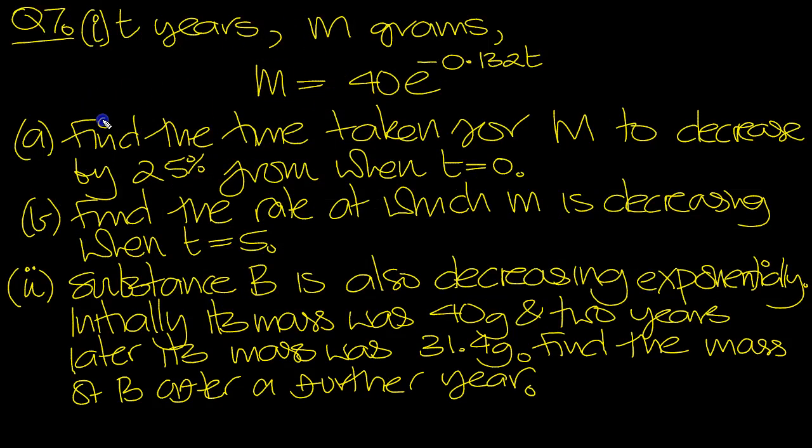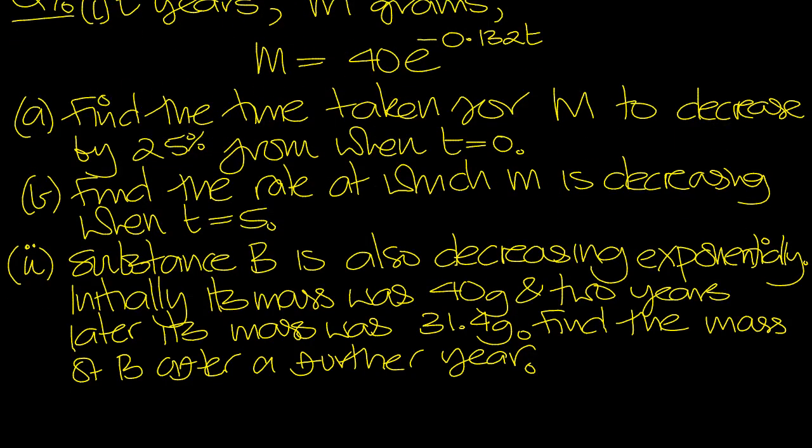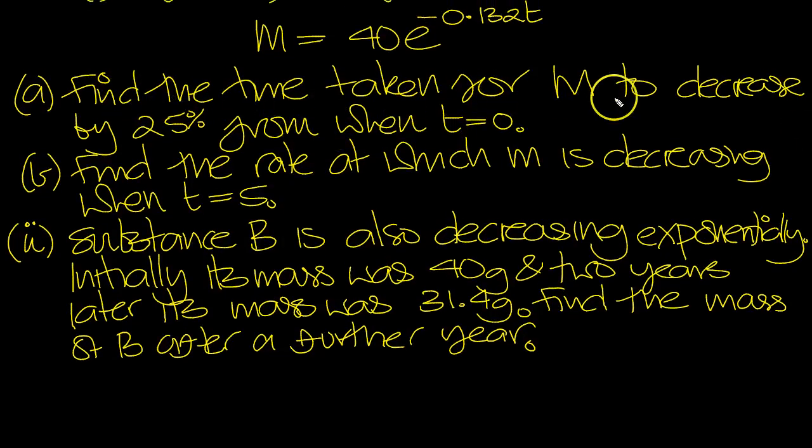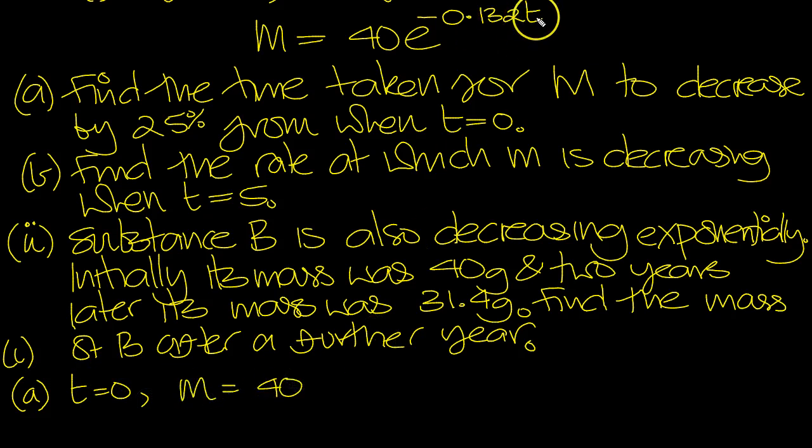Okay, here's the question then. In summary form, there's the equation above. Find the time to decrease by 25% from when t is 0. So part A of 1, when t equals 0, we know m is 40. We can just look at it here, for example. Put t as 0 in here, e to the 0 is 1. 40 times 1 is 40.